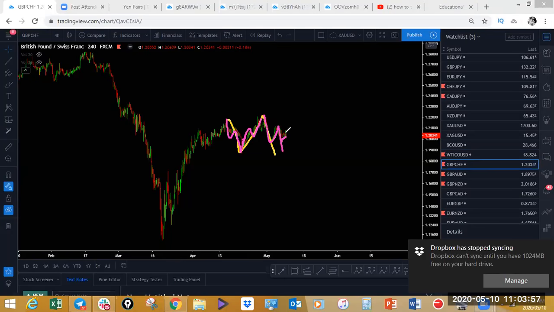So this is a move to the downside. Again, this is a short move within the corrective structure. You're not looking for these short moves. We're looking for the bigger ones. We're looking for the bigger structures like this. We'll be looking for this. For now, we're looking for continuation to the downside on pound chief.